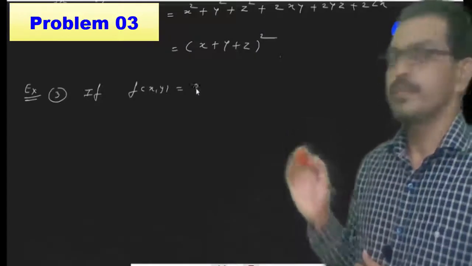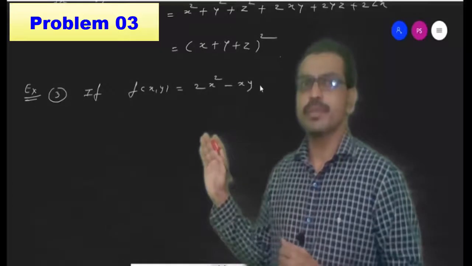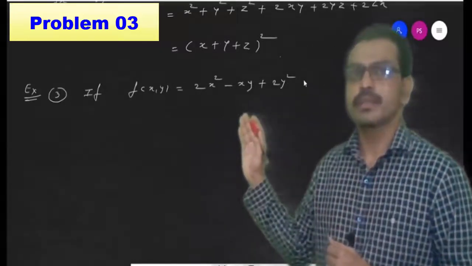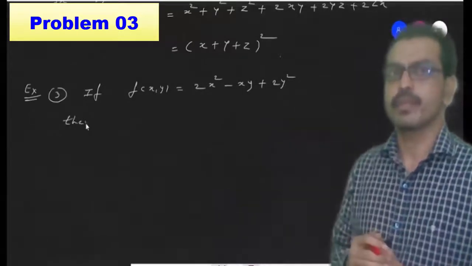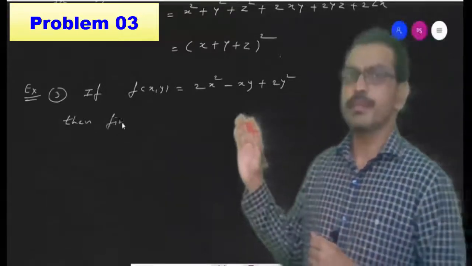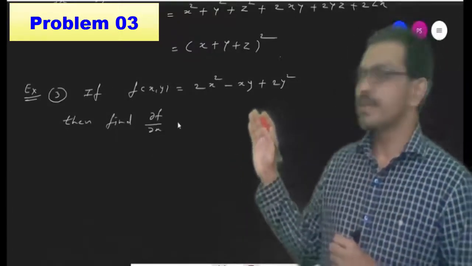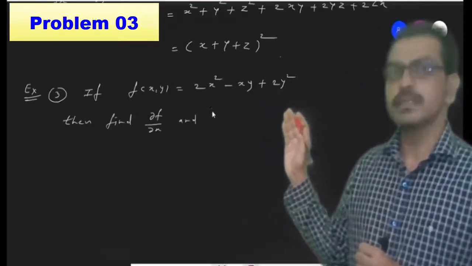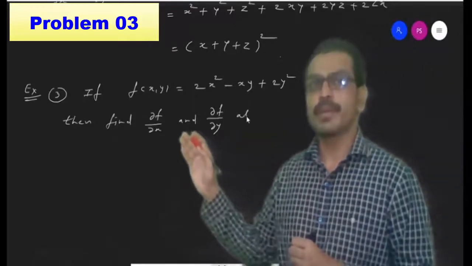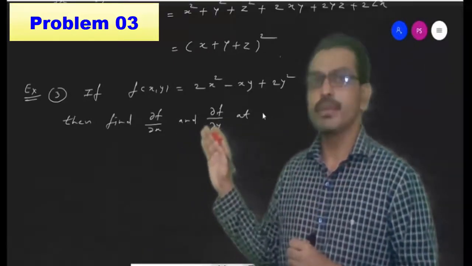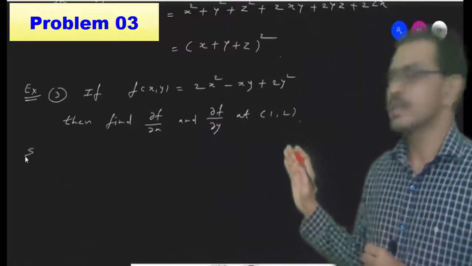Problem number 3. If the function f(x, y) is equal to 2x² − xy + 2y². Here function f is a function of two variables, and the function f(x, y) is equal to 2x² − xy + 2y². Then find ∂f/∂x and ∂f/∂y at the point x equal to 1 and y equal to 2.